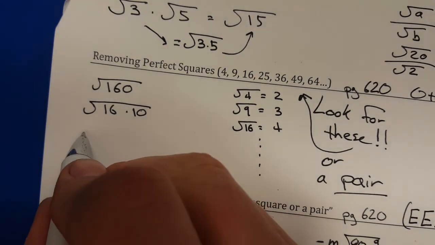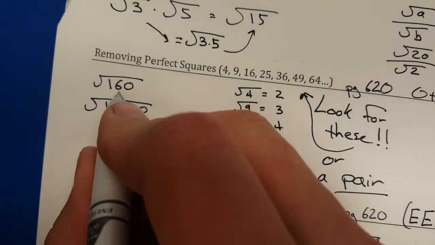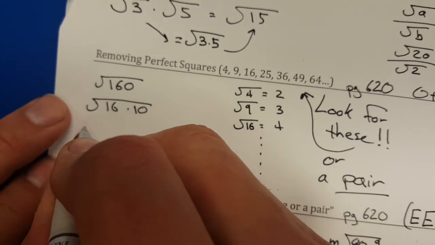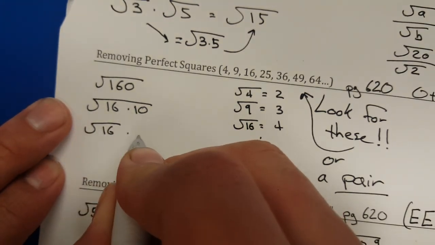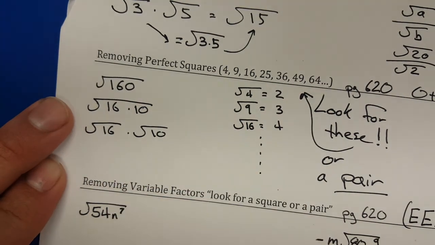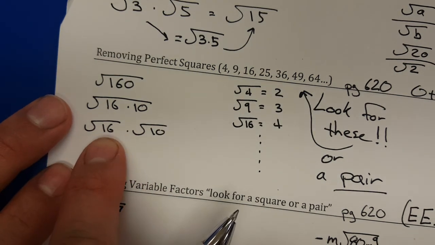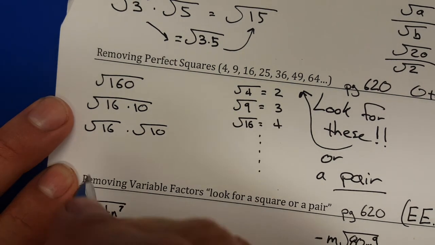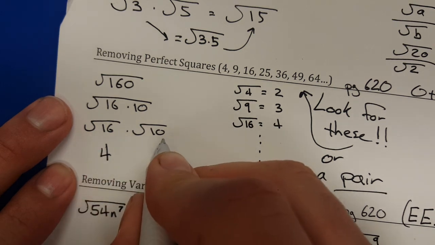Okay, so the next move, I don't really do this a whole lot, but you can actually physically split it. So you could rewrite it as the square root of 16 times the square root of 10. And then, hey, look, there's one of those perfect numbers. We looked for it, we found it. The square root of 16 is actually 4. The square root of 10 is not perfect.